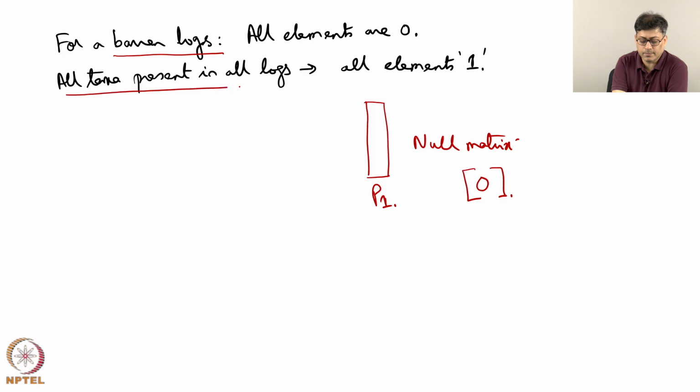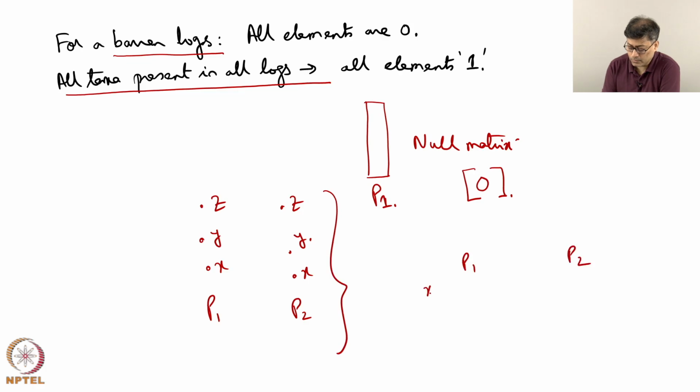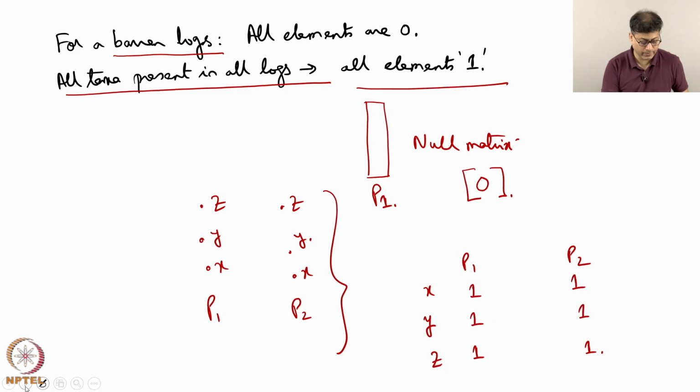Suppose all the taxa are present in all the logs. An example, P1 where x, y and z are present, P2 where x, y and z are present. Then how will I present it? I will write it this way: P1, P2, x, y and z, and all the elements will be 1. Very easy to follow.